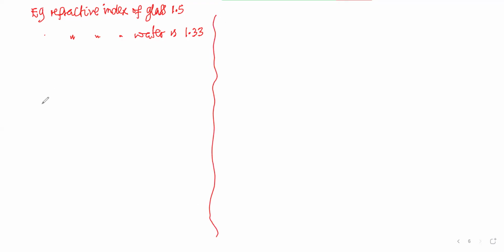So that is it with refraction. So it can be a change in the direction, a change in the speed of light, or a change in the wavelength of light from one medium to another.